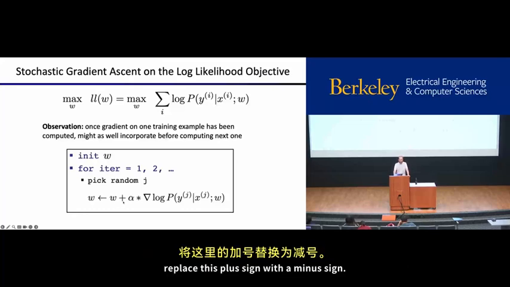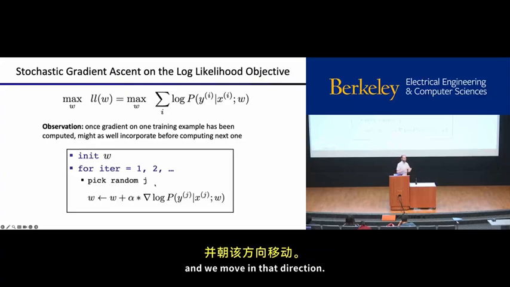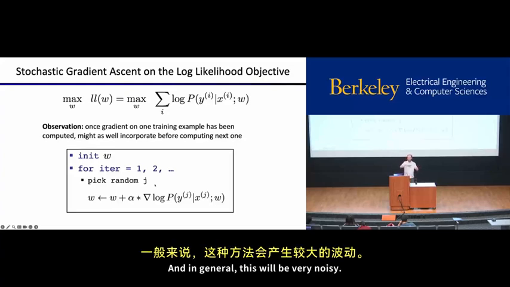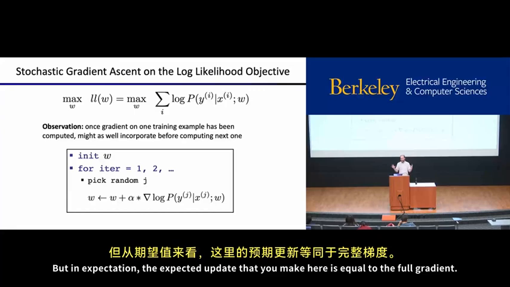Replace this plus sign with a minus sign, you'd have stochastic gradient descent. Instead of having a sum here over all of the data points, we just pick a random one and we move in that direction. And in general, this will be very noisy. You'll be moving all around. But in expectation, the expected update that you make here is equal to the full gradient.